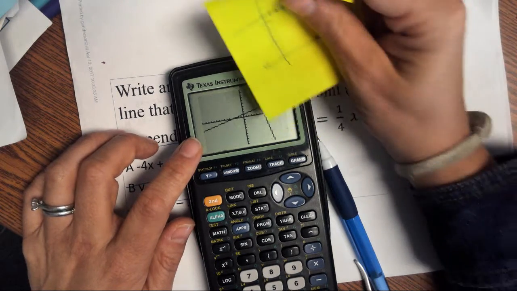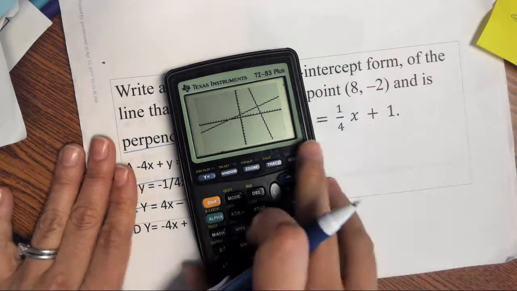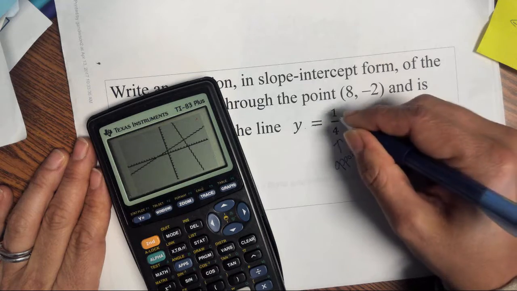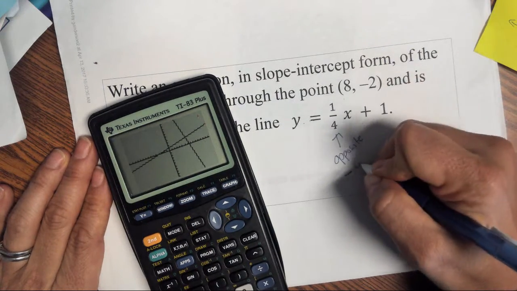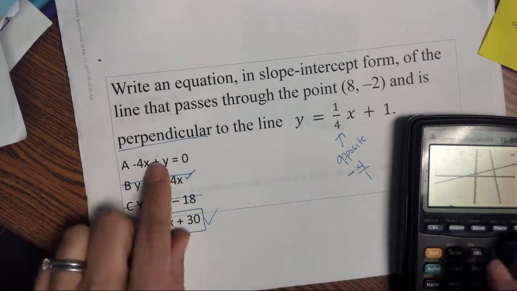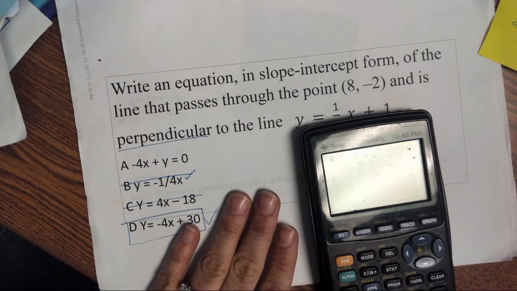You can check with a piece of paper if you need to, but hopefully you remember also that your slopes need to be opposite. So if this is positive, it needs to be negative, and then it has to be flipped. So if it's 1/4, it has to be 4 over 1. So that's why the answer is D. Or you could have also worked out A to see A was not the right answer.